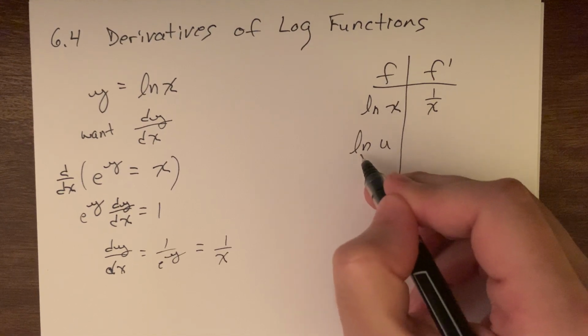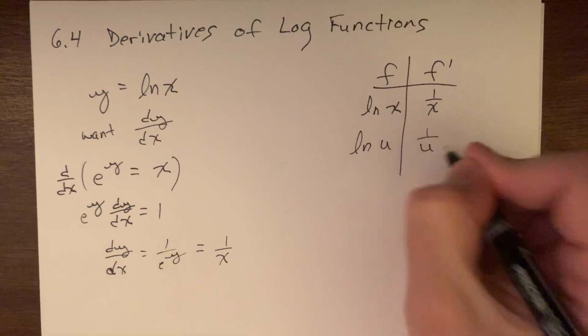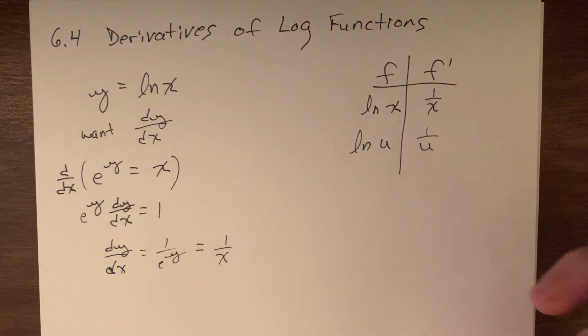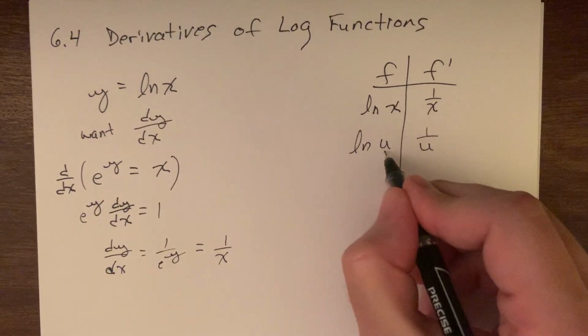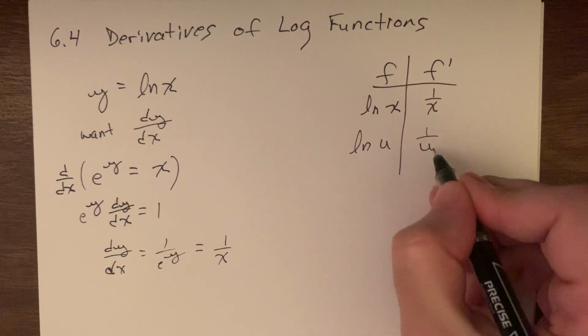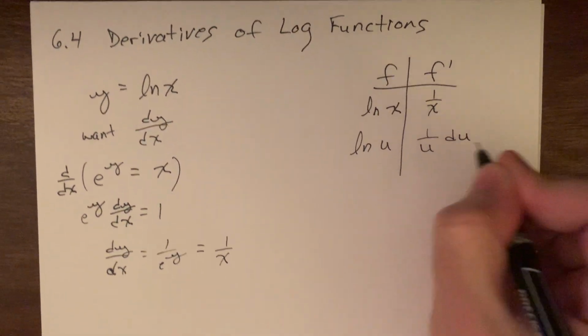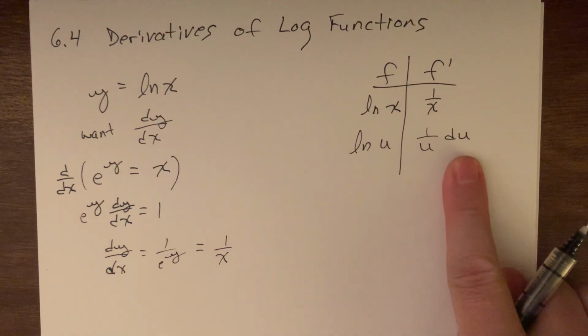The derivative of the outside, the log, would give me a 1 over u instead of a 1 over x. And that u, whatever it is here, is exactly copied in the denominator here. And then we will finish by multiplying by the derivative of u.